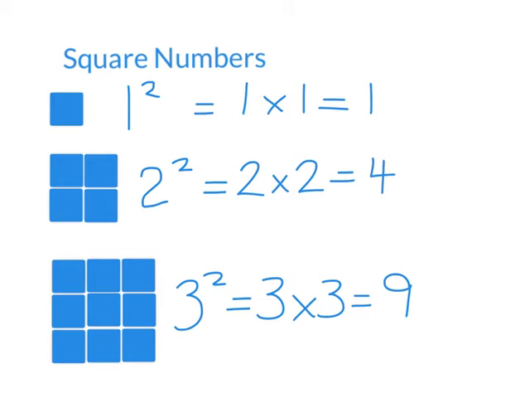But if I was trying to arrange 3 things into a square shape, I wouldn't be able to. I'd be able to make a triangle, but I wouldn't be able to make a square.